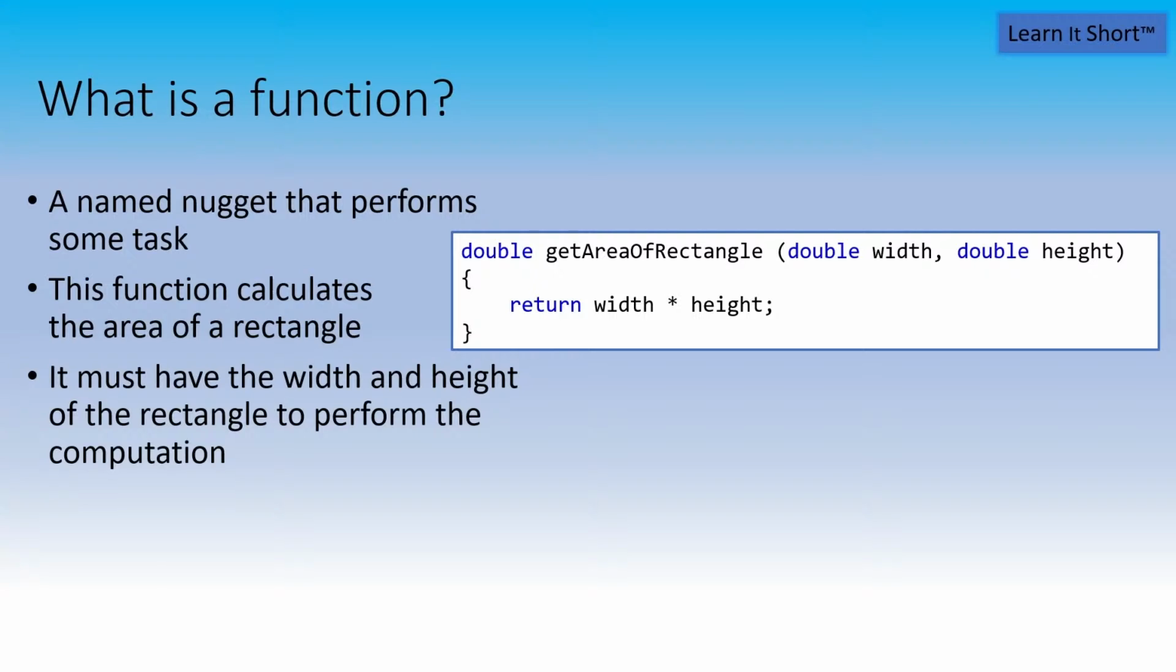We've already, in previous episodes, calculated the area of a rectangle. That is a computation that we might do in many different places in our application. So that might be something that we want to encapsulate and just give it a name, like get area of rectangle. If we provide the function with the width and height of the rectangle, it can return the area of the rectangle. As you can see with this function, that's exactly what we're doing.